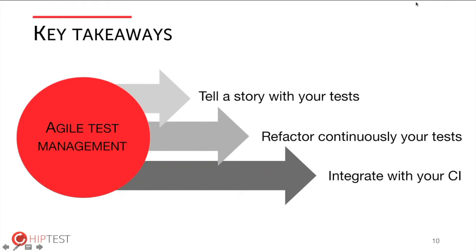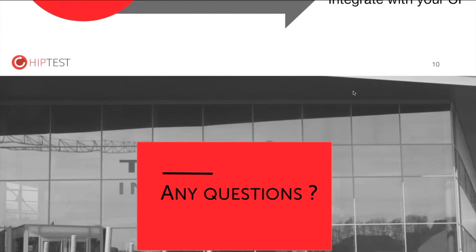And the last thing that you've seen also during this demo is the ability to integrate your test automation practice with the CI. As you want to have a quick feedback loop and also be sure that there is no regression, having the ability to integrate with your CI tool, and Hiptest integrates with any kind of CI tool, is also something really important. So these are the three main points.